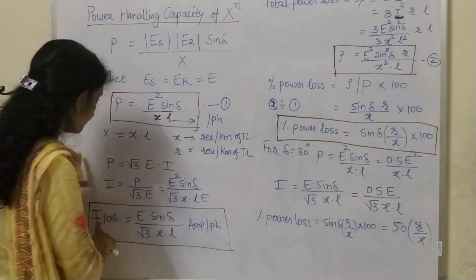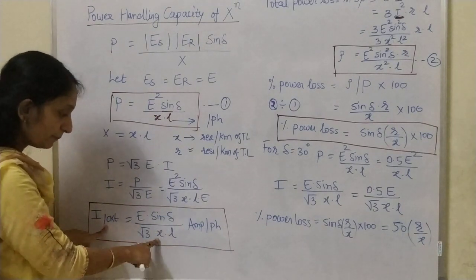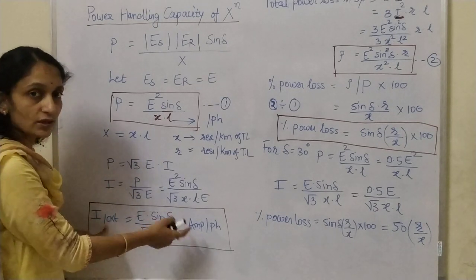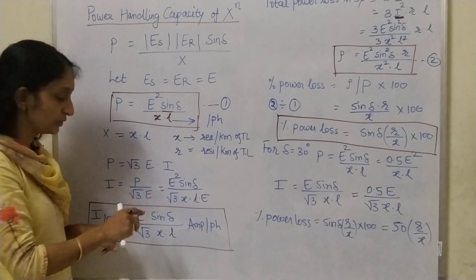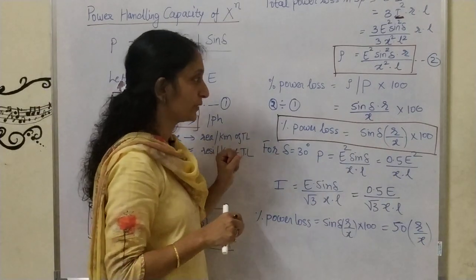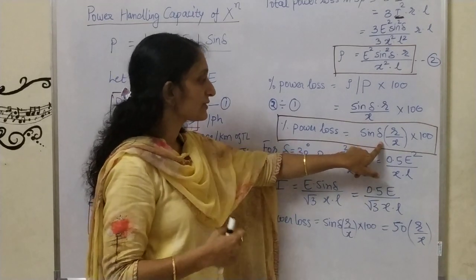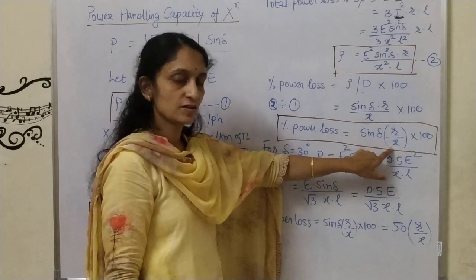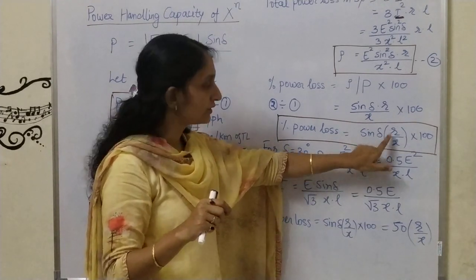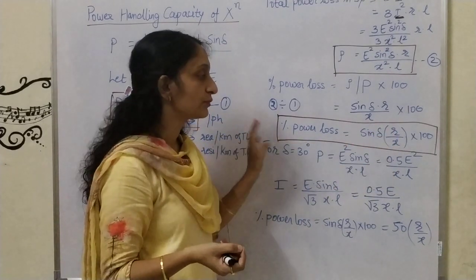Next, the current per circuit will again depend on the voltage level, then x and L. The values for x and L will be given in the numerical. Simply put in the values and calculate the answer for current per circuit. Next, the percent power loss will simply depend on R and X. For a particular voltage level, R and X will be given, so directly put the values of R and X and calculate the percent loss.